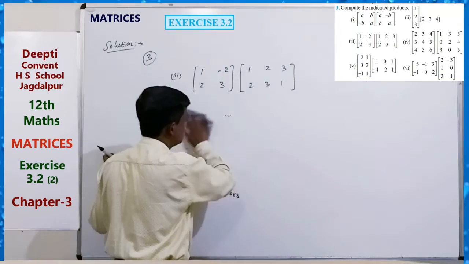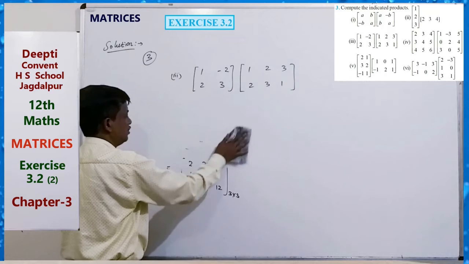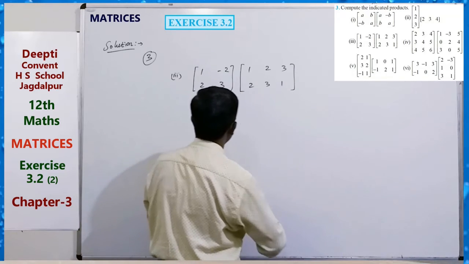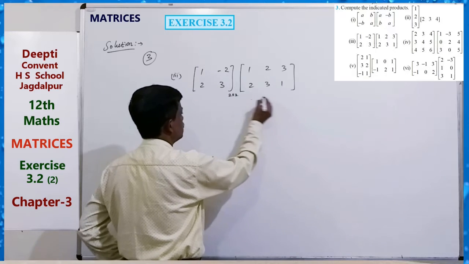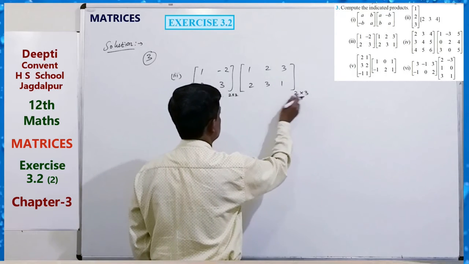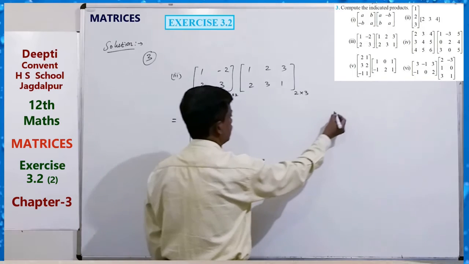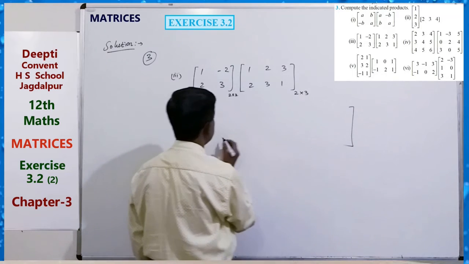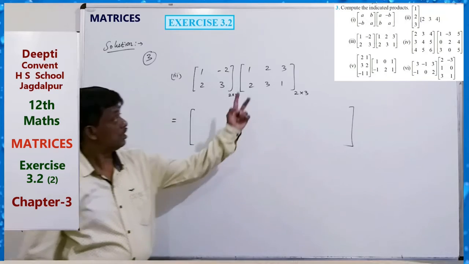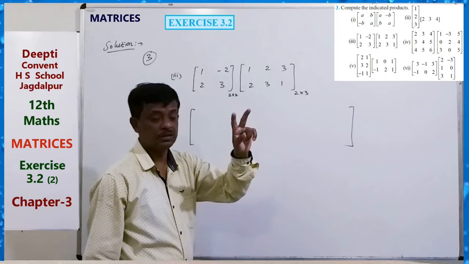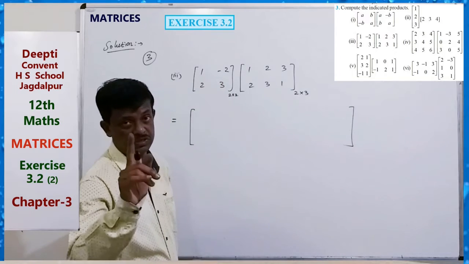Here also we can see the number of columns in the first matrix is 2. So here 2 by 2, and here 2 by 3. So 2 is omitted, and we will get a 2 by 3 matrix. Here there are 3 columns: first column, second column, third column. 3 columns means you have to write this 3 times.